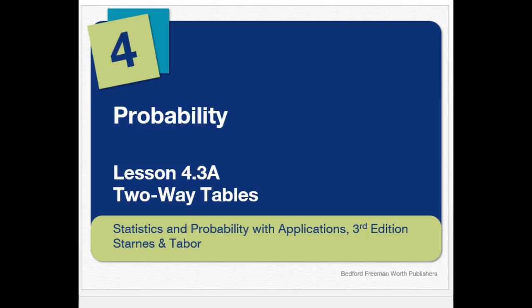In 4.3, we're going to talk about two-way tables and Venn diagrams, but I've split it into two videos, so you can do one each day. Two-way tables is first, and here we go.